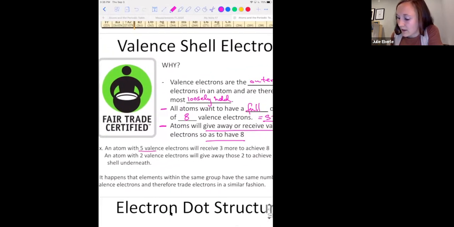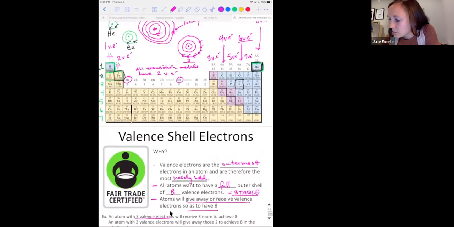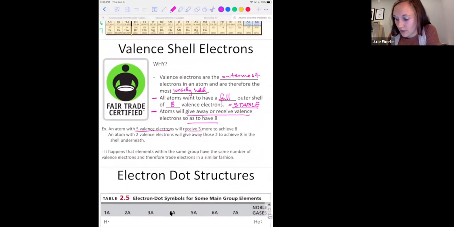An atom with 5 valence. Let's pick one. Here is main group 5. Let's just pick the first one, nitrogen. Nitrogen has 5 valence electrons. If it wants to have 8, it can either give away 5, and then underneath it will have a full set of 8, or it can gain 3. And it's going to go the shortest route. It will gain or receive 3 to achieve an outer shell of 8.